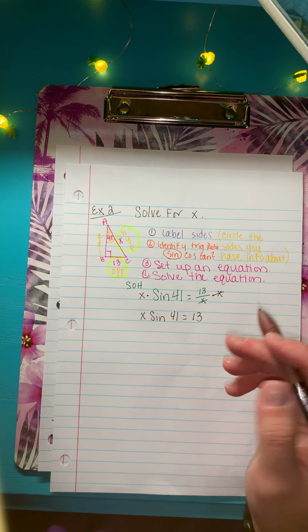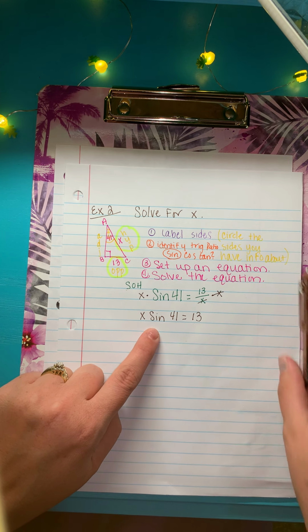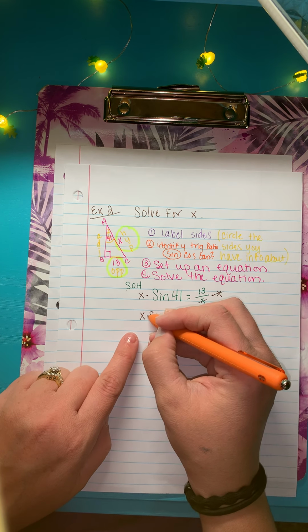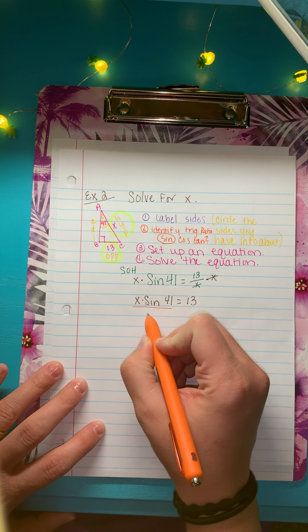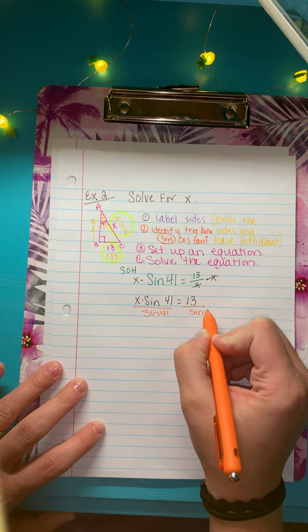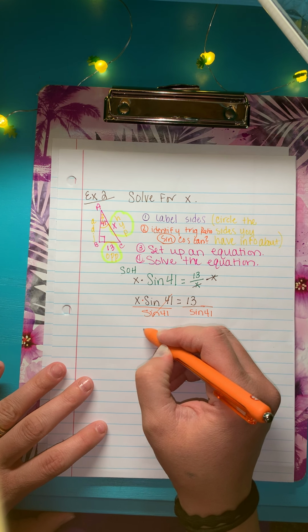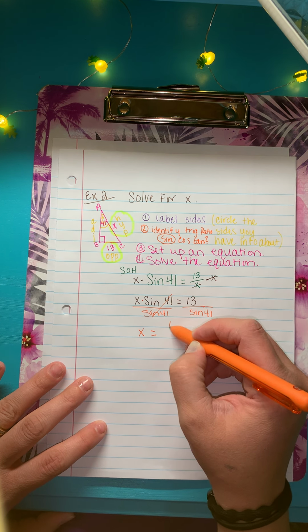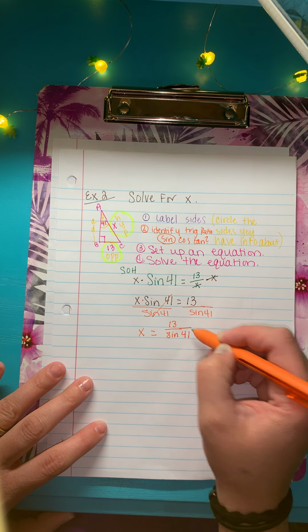Well, that didn't quite help because X is still not alone. So sine 41 is multiplying with the X. So I'm going to go ahead and divide by the sine 41. That will get rid of it. So now I have X by itself equals 13 over sine 41.